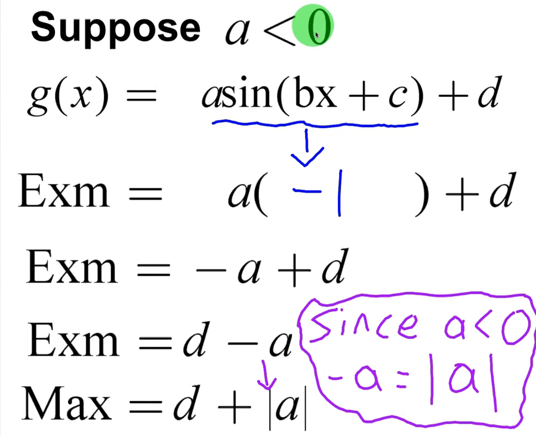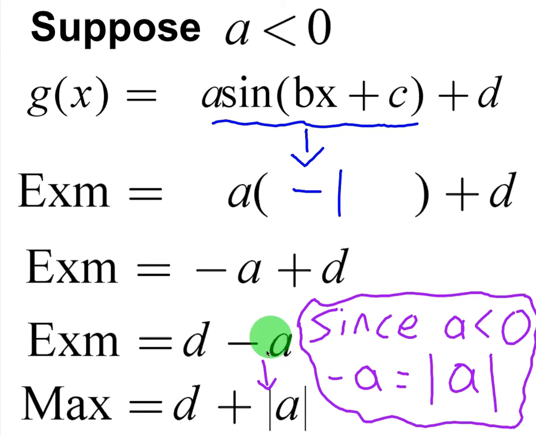Now what if a is negative? If a is negative, the proof works the same until we get down to here. Since a is negative, negative a is equal to the absolute value of a. Now that can be confusing for some people, so let's choose an actual number, negative 3. Well, that would be a double negative, and it would make it positive 3, but that's exactly what the absolute value bars do. So either way, you get positive 3. So negative a equals the absolute value of a.